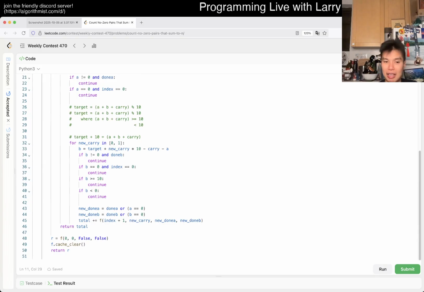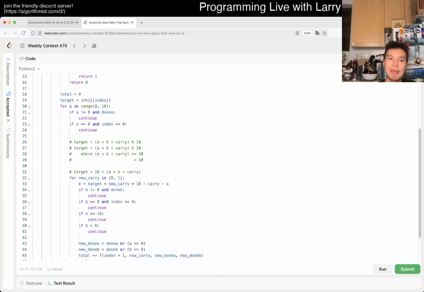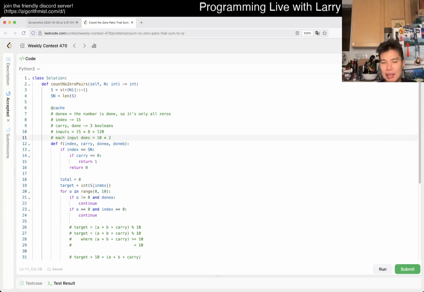Upsolved. So if you're always curious about what upsolving means and what it looks like, well, this is it. But again, as you see, this is not even necessary, right? It's a little bit faster, but you know, the numbers are so small.